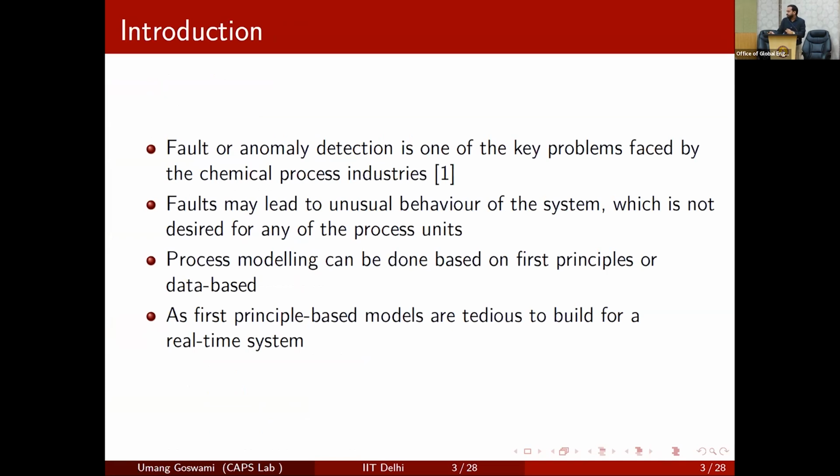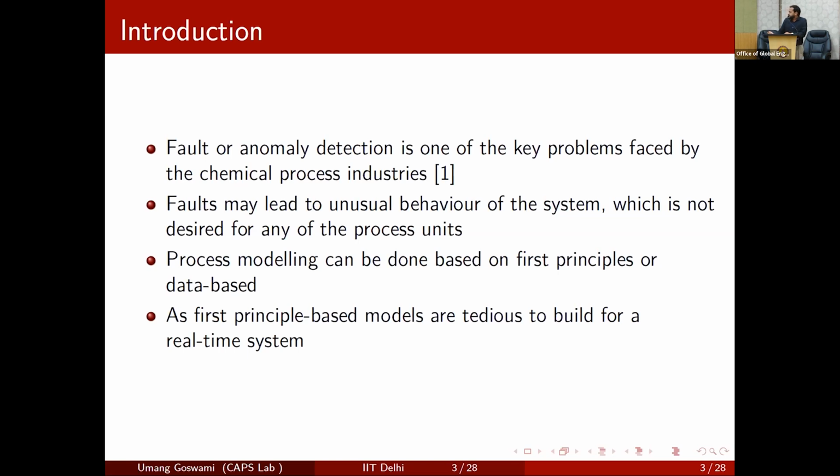One can be a data-based approach, and the other can be a first principle model. First principle models are slightly tedious to build, and we have to take into account all the disturbances and all the other things. Whereas with a data-driven model, we can learn from the past data how the system is particularly behaving.